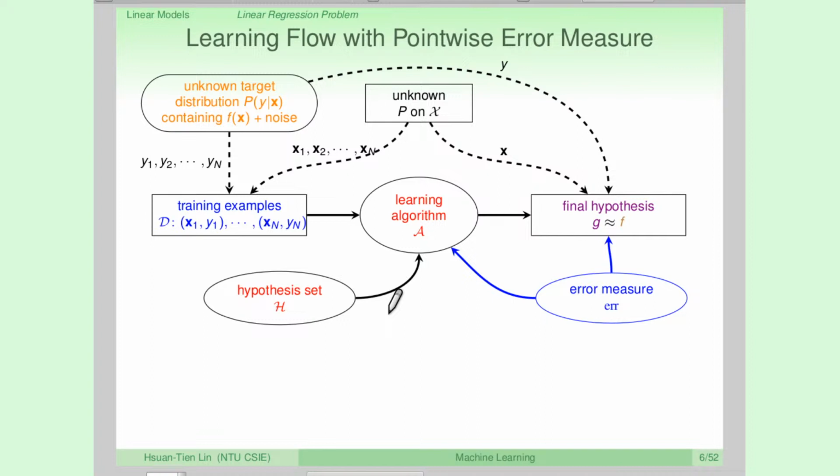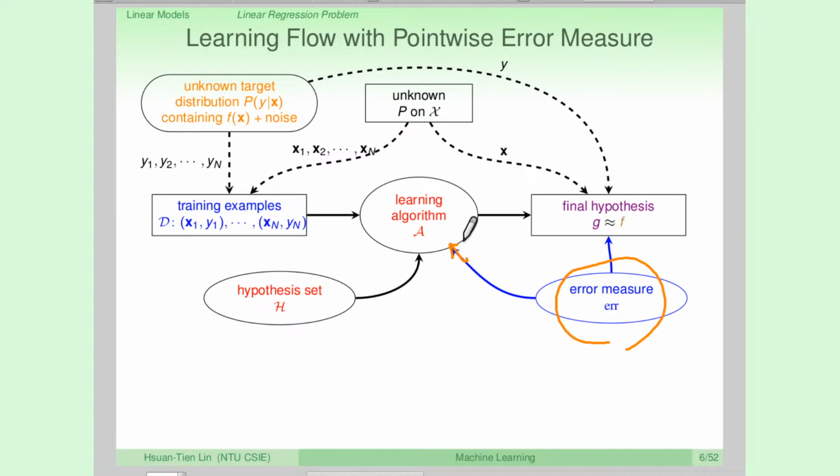So that extends our learning picture a bit by having ERR for designing our algorithm. So we let our algorithm know the error measure that we're interested in. If we're doing binary classification, we should use a binary classification algorithm.